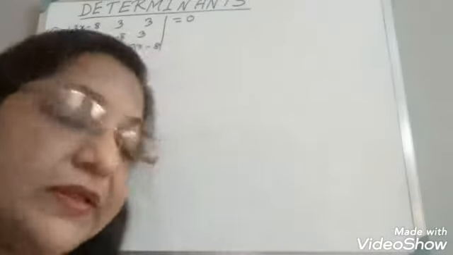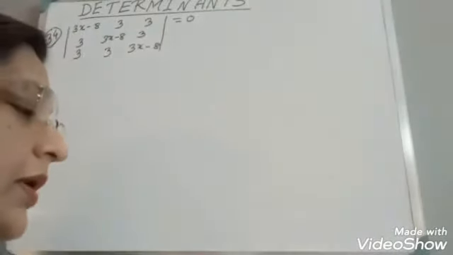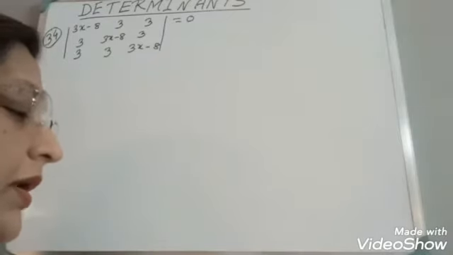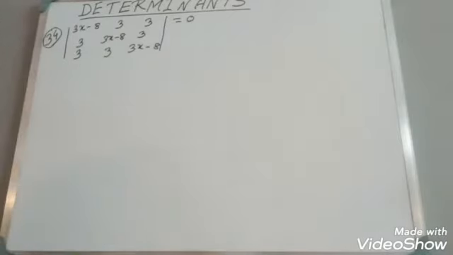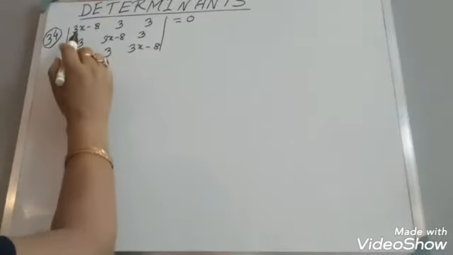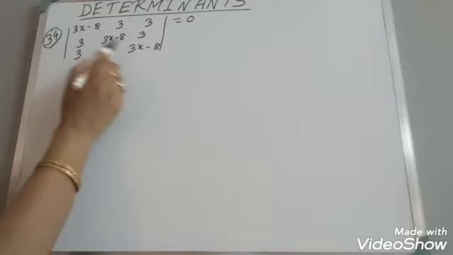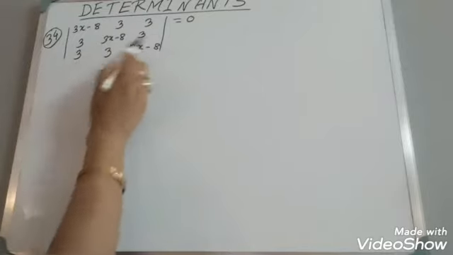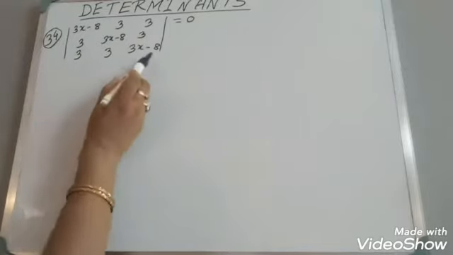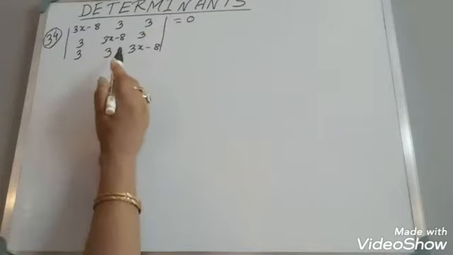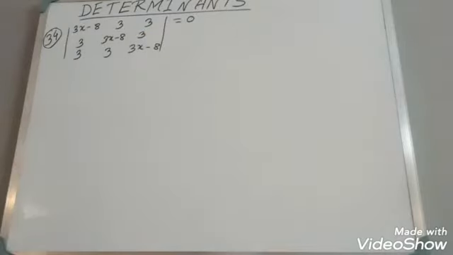Okay, class 12. Today I will start from sum number 34. Again it is solved. The determinant with first row 3x minus 8, 3, 3, second row 3, 3x minus 8, 3, and the third row 3, 3, 3x minus 8 is equal to 0. This is given to us, we have to find the value of x.